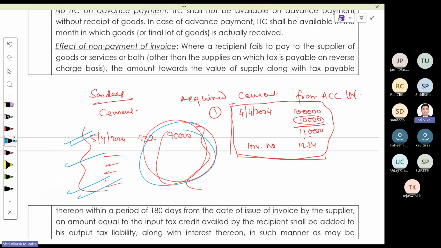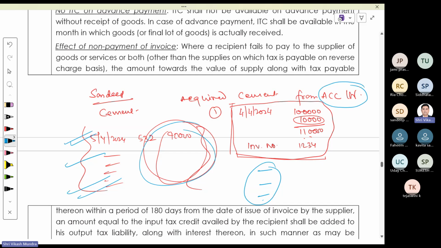To settle that, government introduced one more criterion. The supplier, that is ACC Limited, is required to inform the government that bill numbers 1, 2, 3, 4, these invoices are issued by them to respective persons. If that information is not matched with the claim of Sandeep, then we will not allow you the ITC.